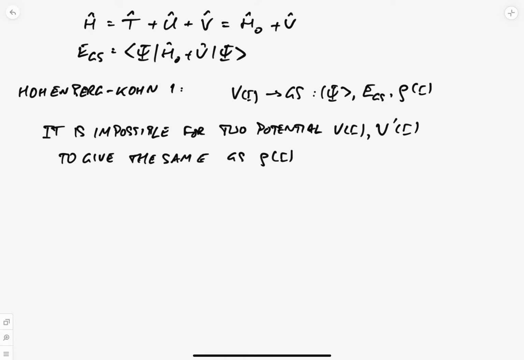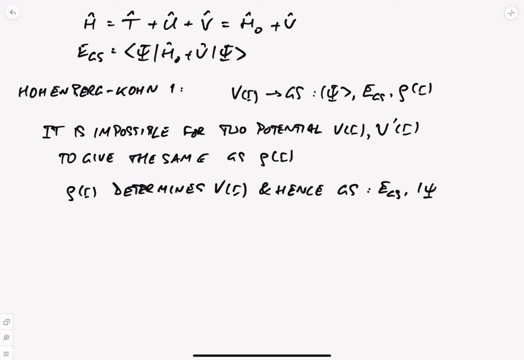Now, this result is proved in the notes, so I'm not going to do that here, but what we should stop and think about is what the implications of this are. What we're saying is, if you can only have one potential giving one ground state, then we could invert that map and we could say that, therefore, rho of R, the charge density, determines V of R. And hence, it determines the ground state, the energy, and the many-body wave function.